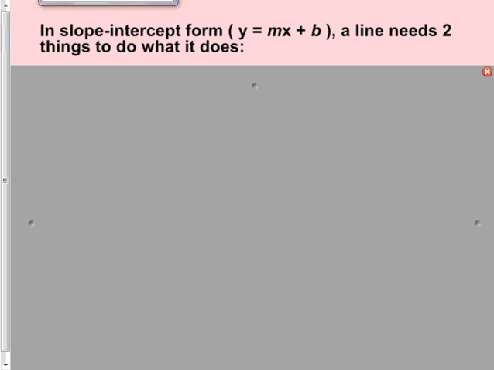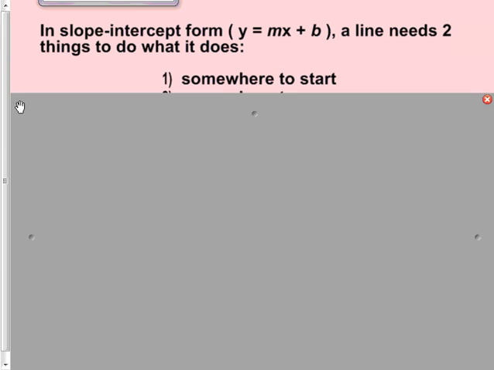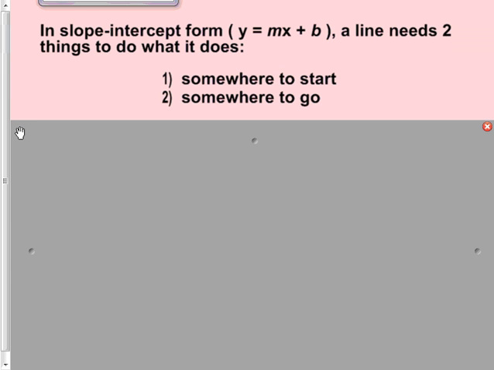All right, a little bit of review here from once upon a time. Slope-intercept form, of course, is y equals mx plus b, and in slope-intercept form, a line needs two things in order to do what it does. Those things are plugged into our equation, m and b. Those two things tell the line two things: it gives the line somewhere to start, and then it gives the line somewhere to go.